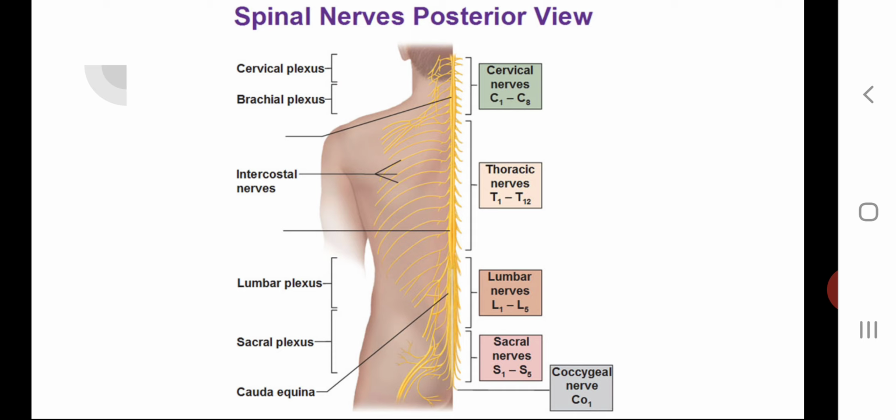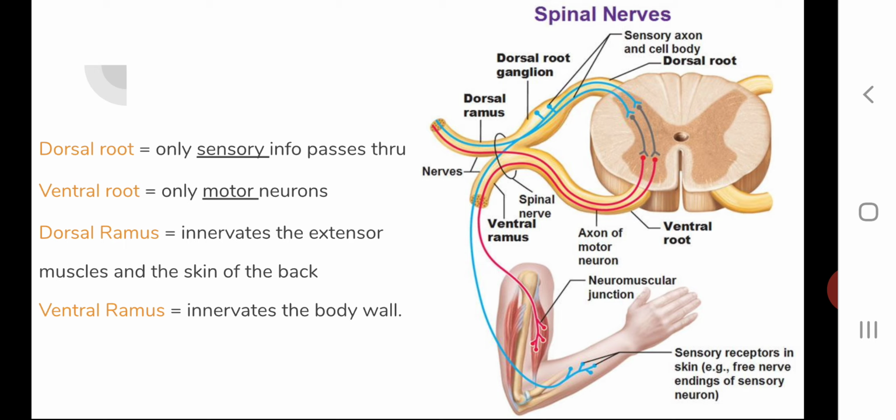This word at the bottom, cauda equina. Equina is referring to a horse. I think when you see this in real life, it looks like it's bunched up like a horse's tail. So that's why they call it that. So kind of interesting.